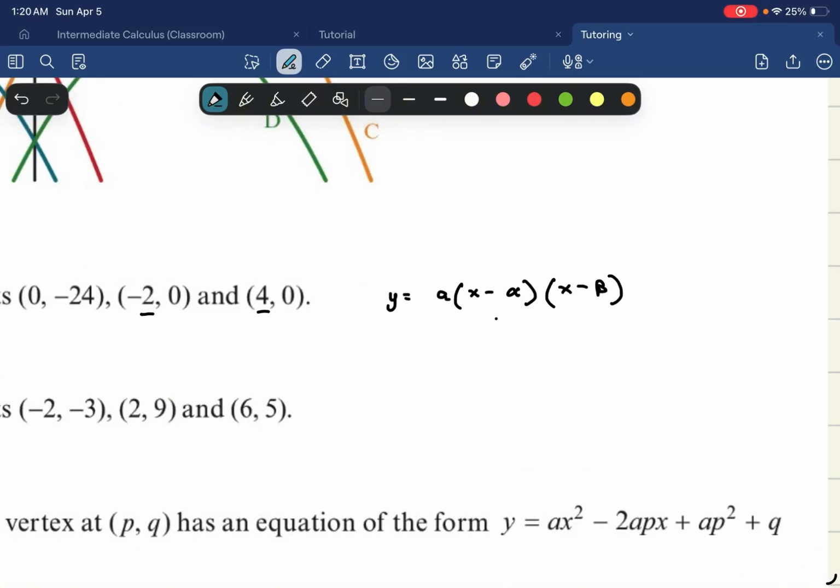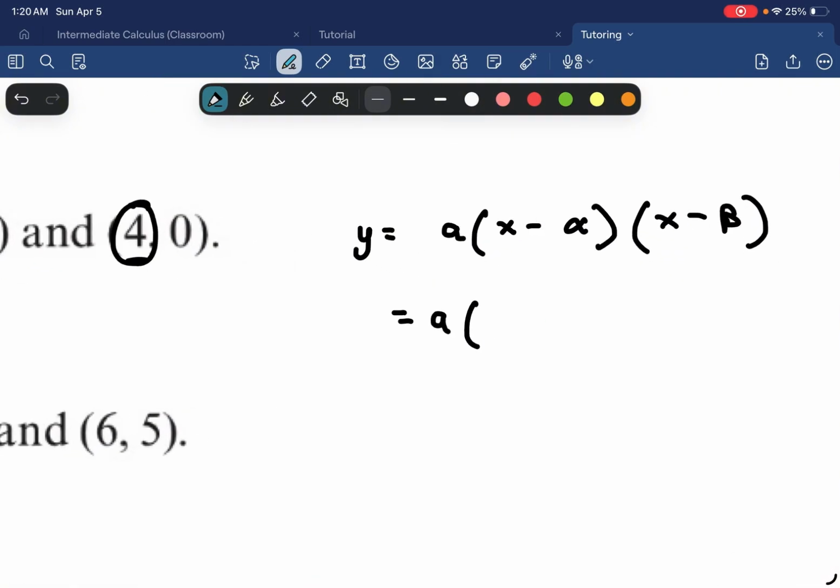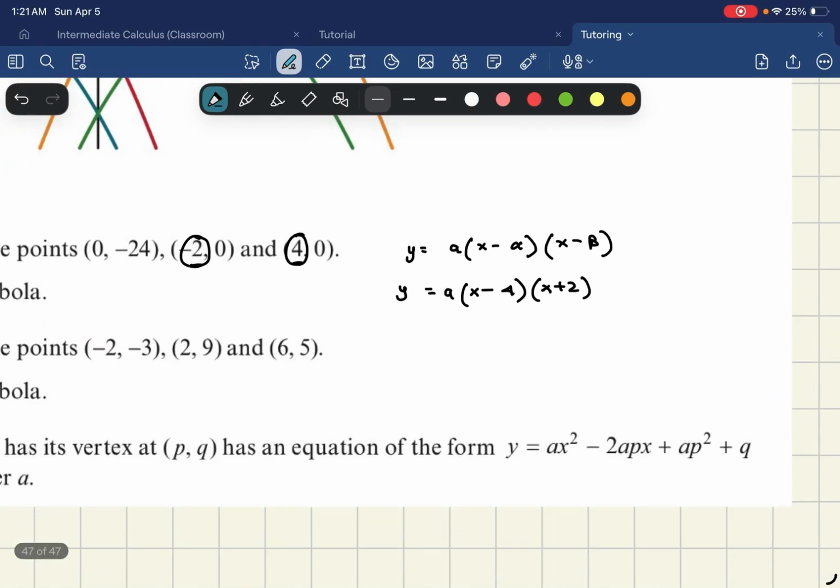So now, x is equal to alpha is one root, x is equal to beta is another root. What are the roots of this equation? We know the roots are negative 2 and positive 4. So x minus 4, so if x is positive 4, then we get 0, and x plus 2. And that is equal to y. If I substitute 4 here, I should get 0, which I do.